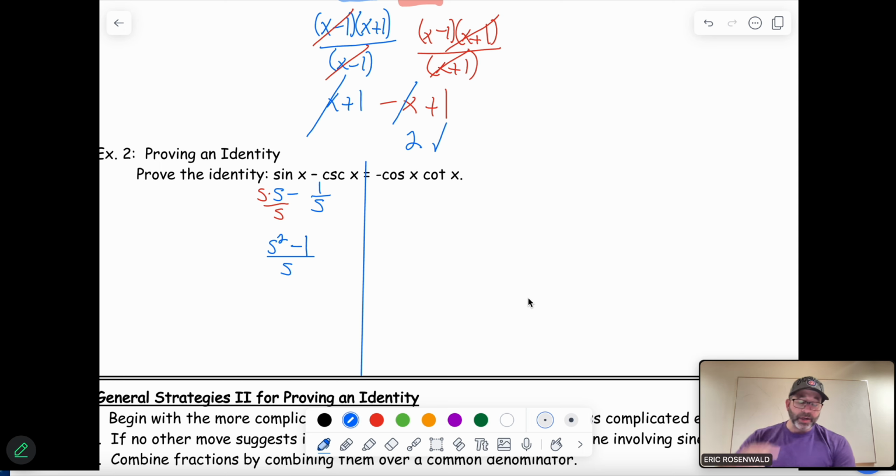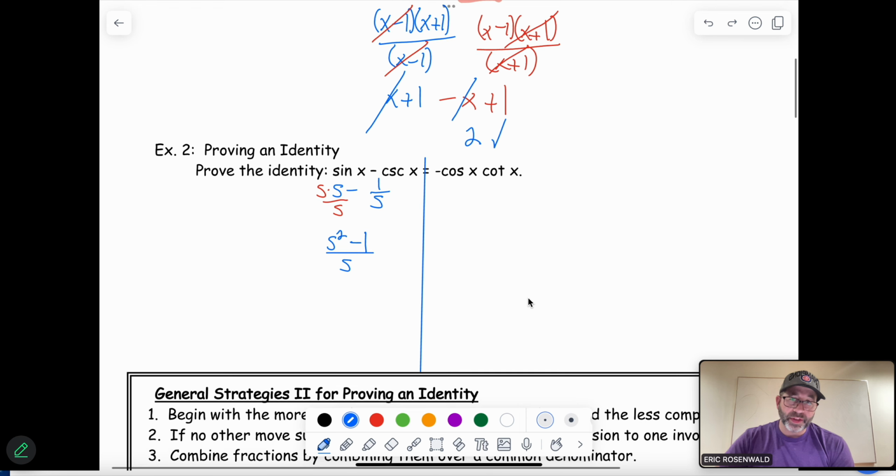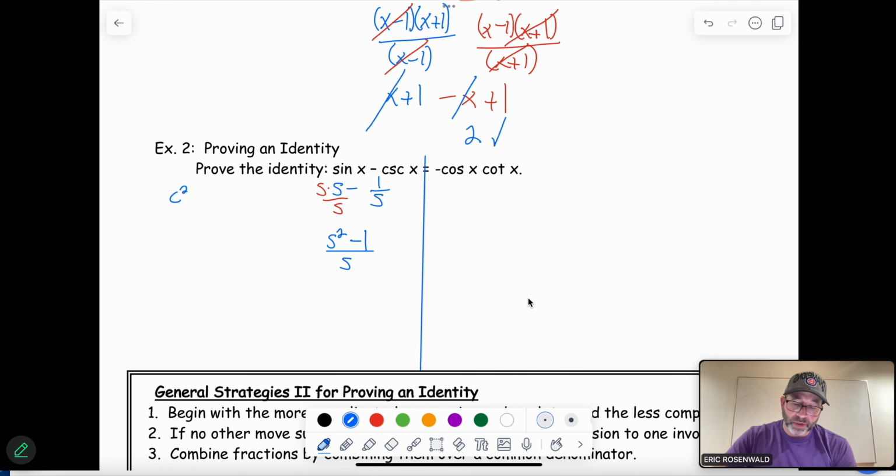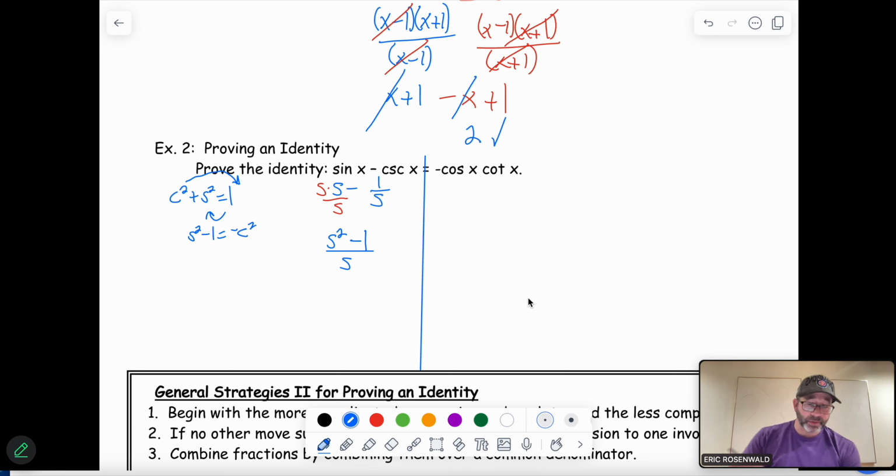So where do we go from here? Well, one of our clues that we should look for, there's a cosine in here. I don't have a cosine on that left side. Where did that cosine come from? Well, this is one of our Pythagorean identities, that we know that c squared plus s squared is equal to 1. So if I want to get an s squared minus 1, I move this over, I get s squared minus 1. But to get it alone, I move the c squared over, and we get negative c squared. That's going to help us in this problem.